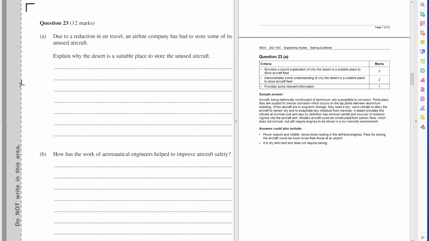But in this case, they're saying they provide a sound explanation of why it's suitable to store an aircraft in the desert. It just says a sound explanation, right? Now, aircraft being made of aluminium is susceptible to corrosion, crevice corrosion. They need a dry, warm climate to remain dry. Desert provides this climate at minimal cost.